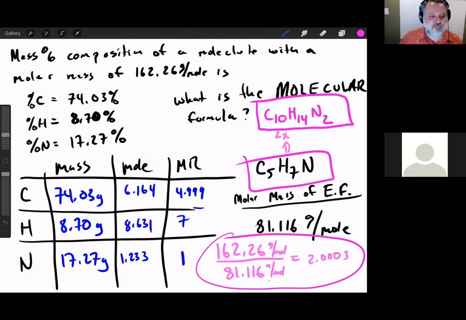How did I get 81.16 again? I took the empirical formula and I calculated the molar mass of it. So 5 times the molar mass of carbon, plus 7 times the molar mass of hydrogen, plus 1 times the molar mass of nitrogen. So I'm looking that up from the periodic table. 5 times 12.01 plus 7 times 1.008 plus 14.01, and I get 81.116.